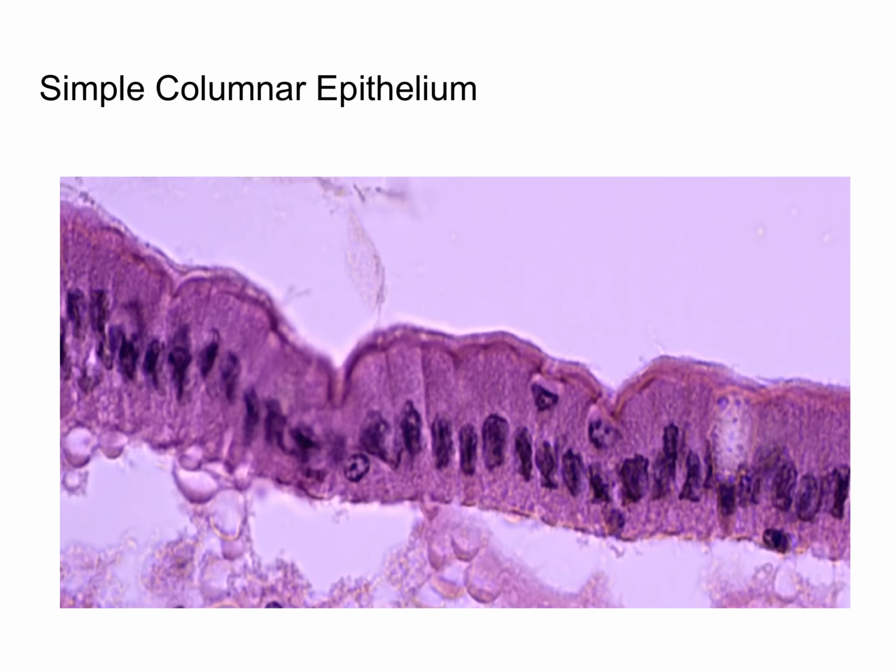This picture is showing you simple columnar epithelium. Once again, I think this is at 100x magnification. You're looking at a single layer of column-shaped cells. So remember, simple means one layer of cells.